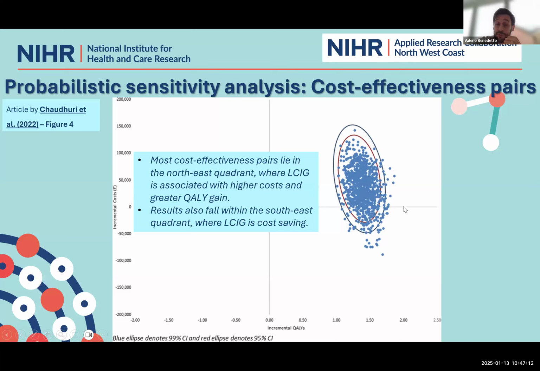As I said before, all these pairs come from randomly drawing values from the cost distribution and the quality distribution. If you do that thousands of times, sometimes 10,000 times, you will obtain more and more pairs, and then you will try to see where they lie for the most part. It's kind of mapping all the plausible values in terms of cost and effects and trying to see where they lie in the plane.